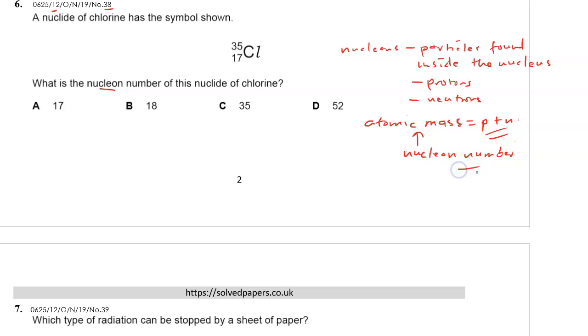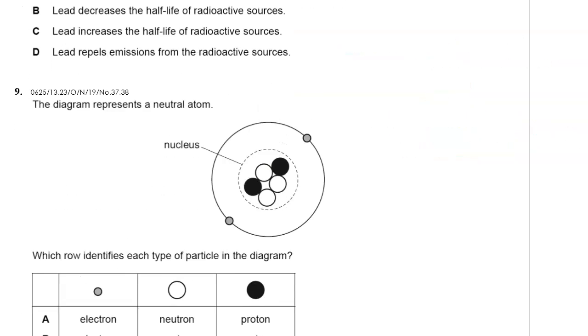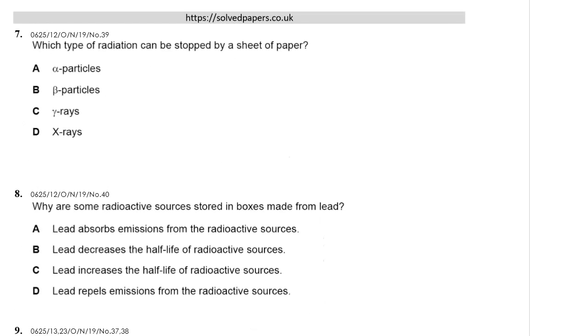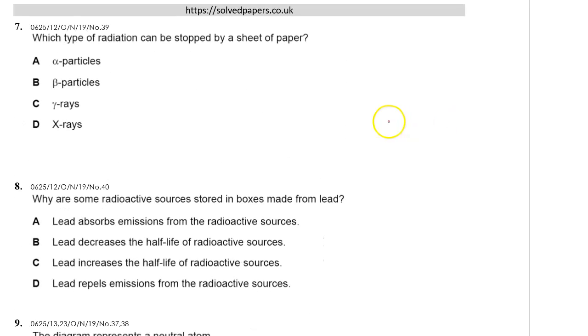So for a nucleon number, you look at the atomic mass, and the atomic mass in this case is 35. So C is correct. Number 7 is from variant 1, 2, and this was number 39. Of course, this is October-November series of 2019.